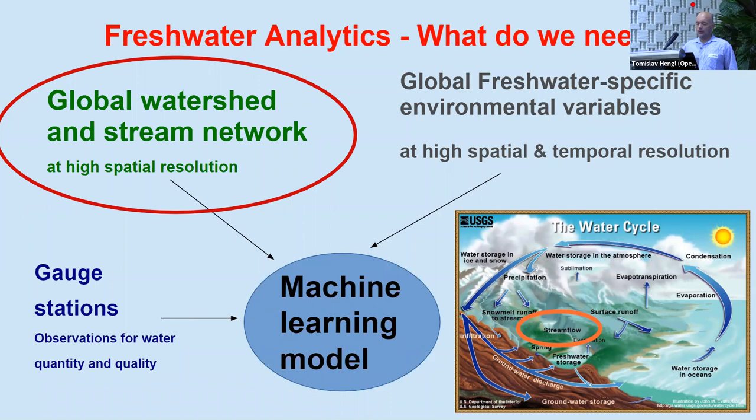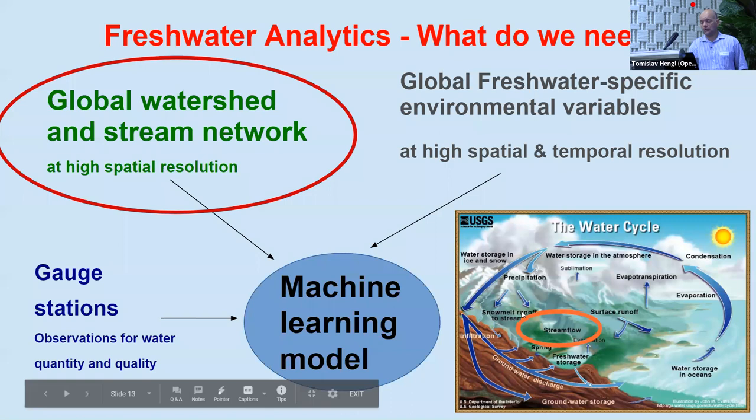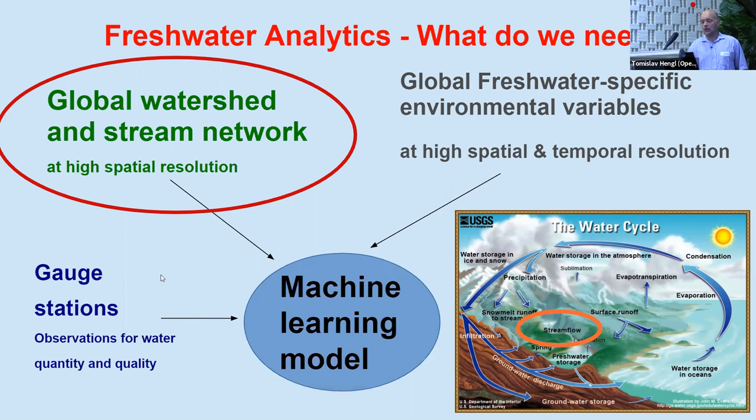each single stream. And yesterday, Lunzhu Shen, my colleague, was presenting the chemistry of the water, the biochemistry of the water, but in the same framework, so in a machine learning framework. We are going to implement this project. So what we need for implementing machine learning in freshwater analytics: we need gauge stations, in the same concept as Tom needing the point observations for soil.